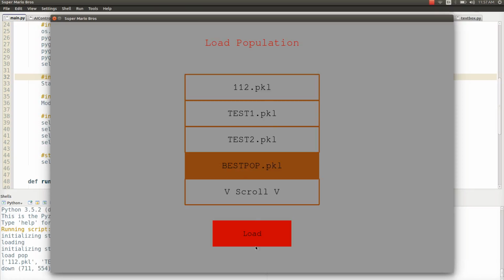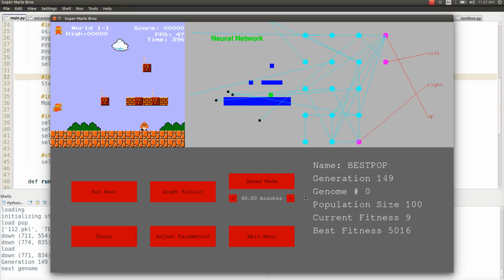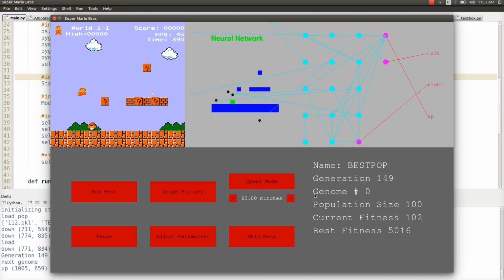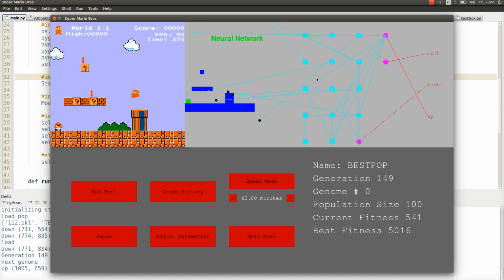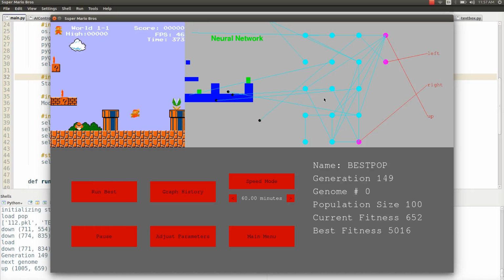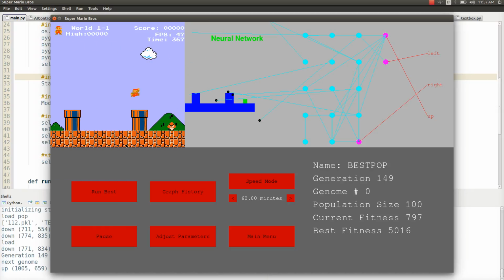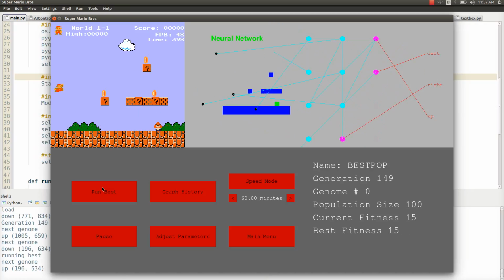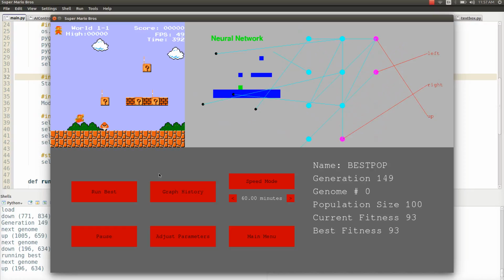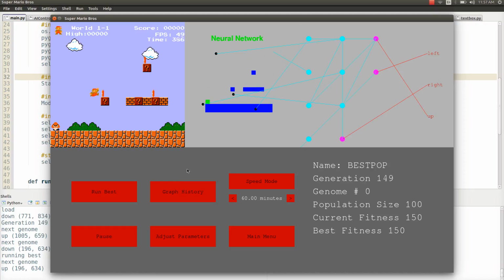Here's one that I evolved earlier. We can load it. And as you can see, this one's more effective, has a more complex structure and topology. And there's some interesting things we can see about this. We can run the best genome from the population, and this is the one that beats the level. Watch it go.